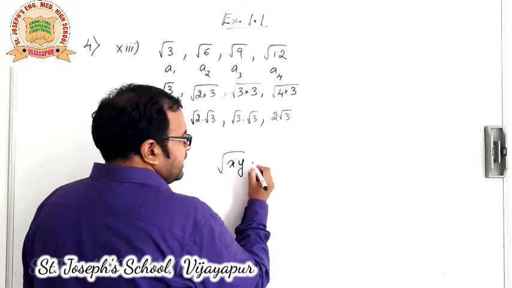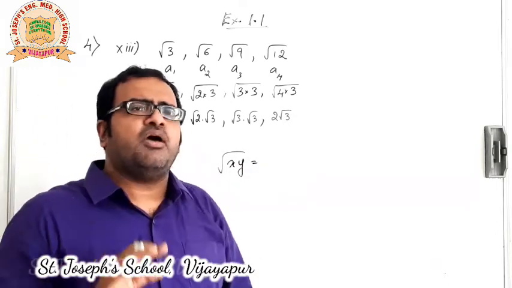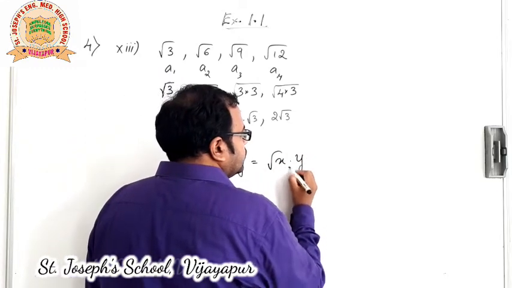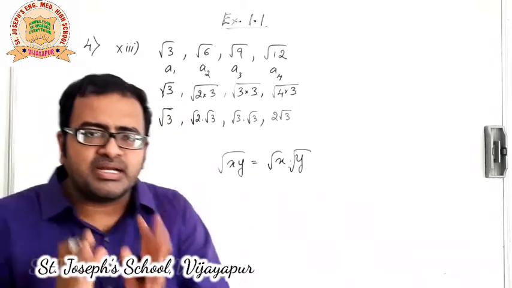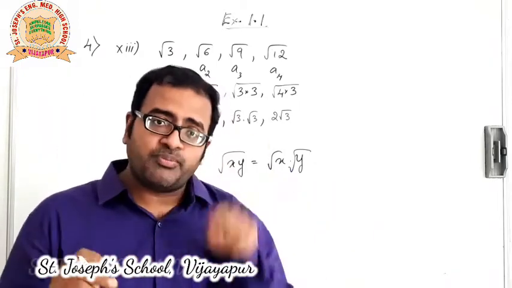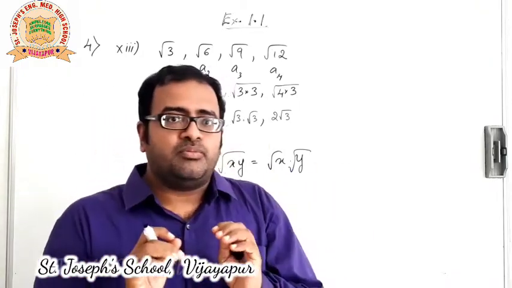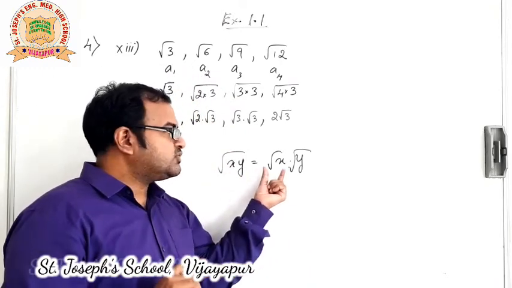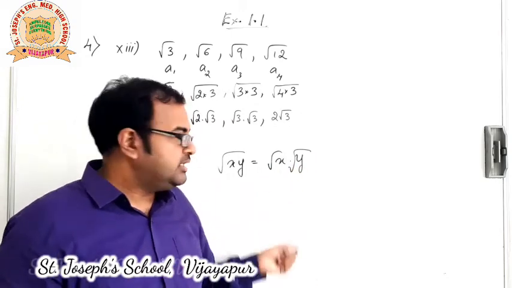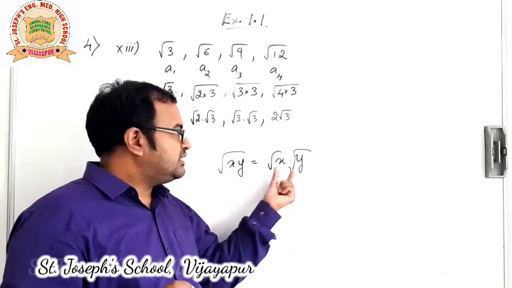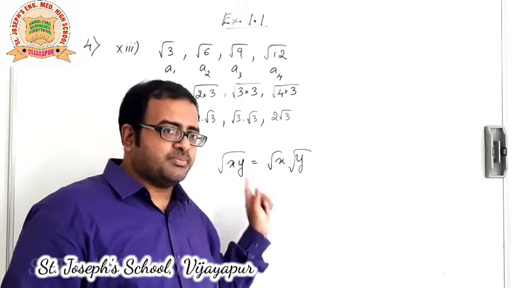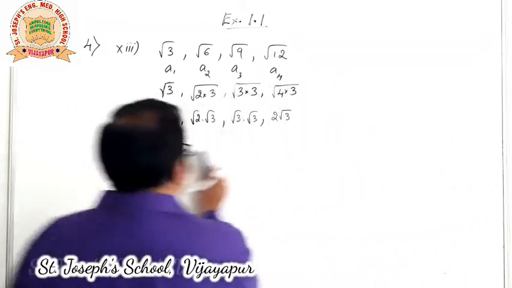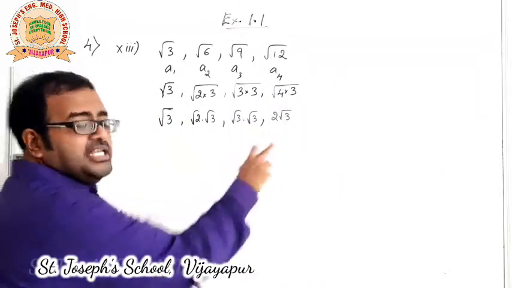Root of xy, inside a root whenever you have xy, we can write it as root x into root y. We can write them separately as a product. See, root of a product can be written as product of a root. Here we have square root of xy. I am writing the square roots for both of them separately. Here the product is inside the roots. Here it is a product of the roots separately. So applying that idea here, you can have a look. I have applied that idea for each one of them.